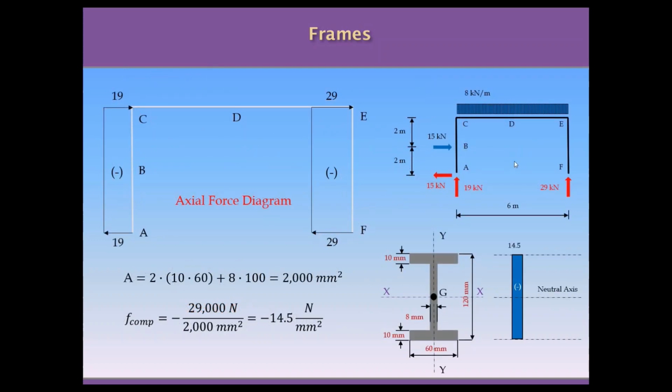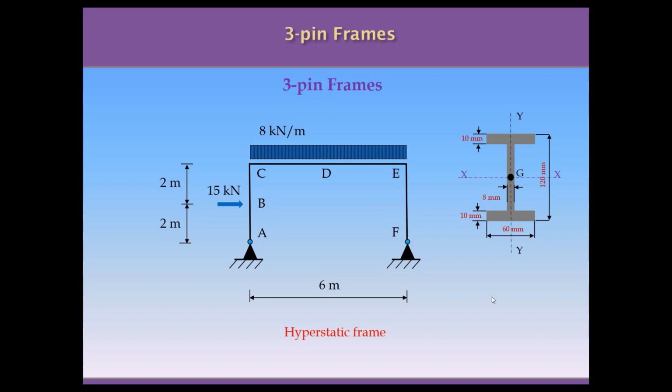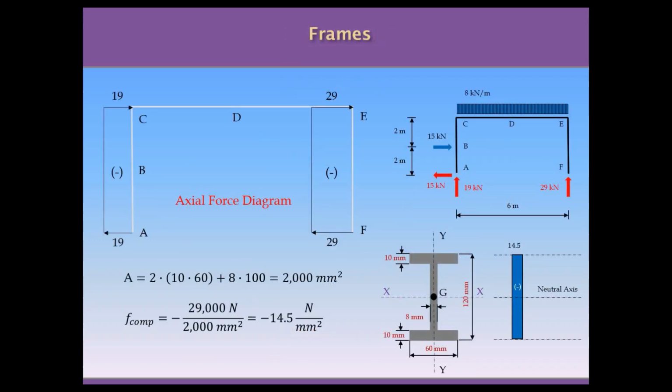In terms of axial forces, if we study the free body diagram with the values of the reactions, we can identify these compressive internal forces on the columns. The maximum is 29, so we can calculate the area of the cross section and the maximum compressive stress, which is equal to minus 14.5 Newton per square millimeter, and this is a uniform distribution along the cross section. So this is the end of the analysis of the isostatic frame.